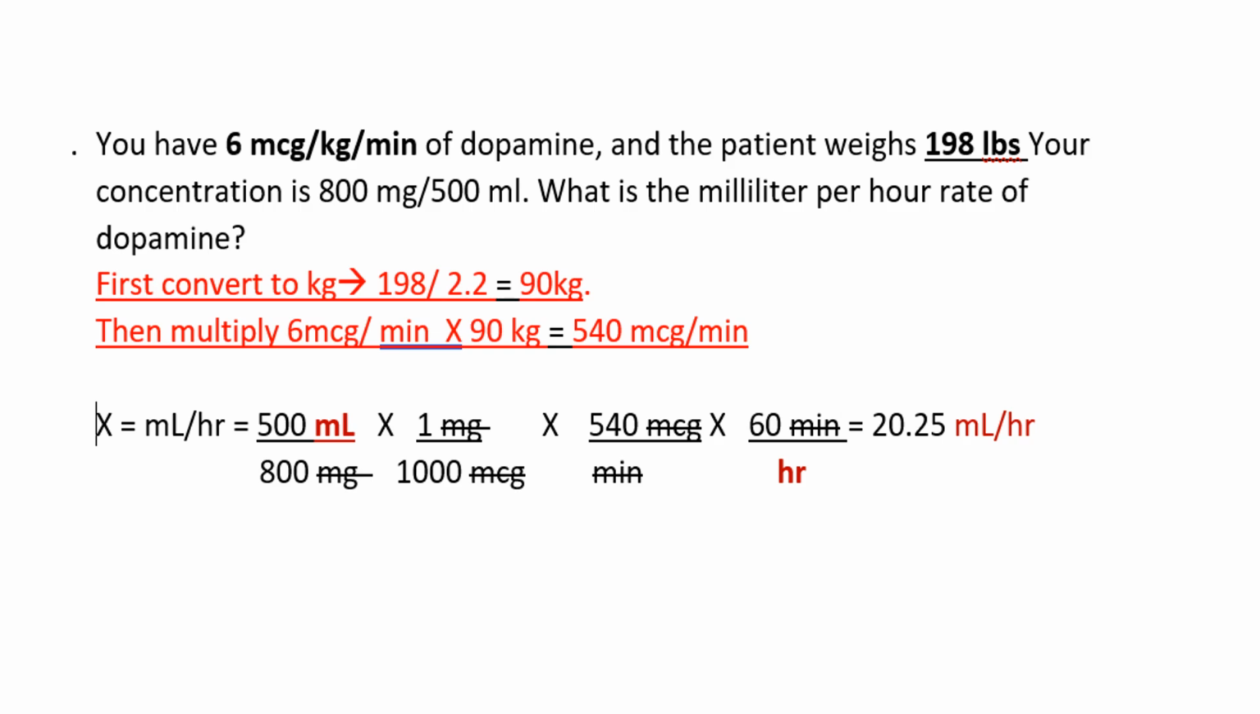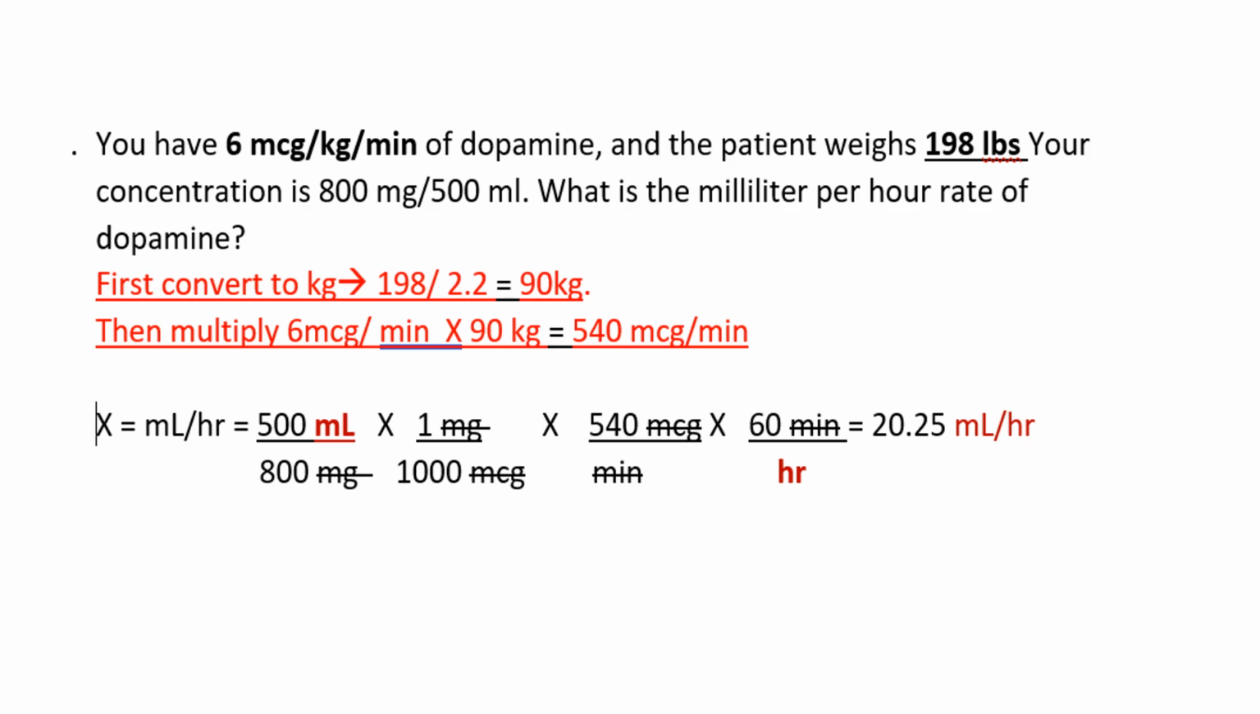So now we're going to solve for x, right? So you can see where we already set it up on the far right. We want to start at the far left and work my way to the right, and ultimately end with ml per hour. So now, what we have on hand, we have our concentration. So we're going to put the 500 ml on the top because we want to align it with the ml. And then we're going to put the 800 milligrams, what we have at hand, the dose.